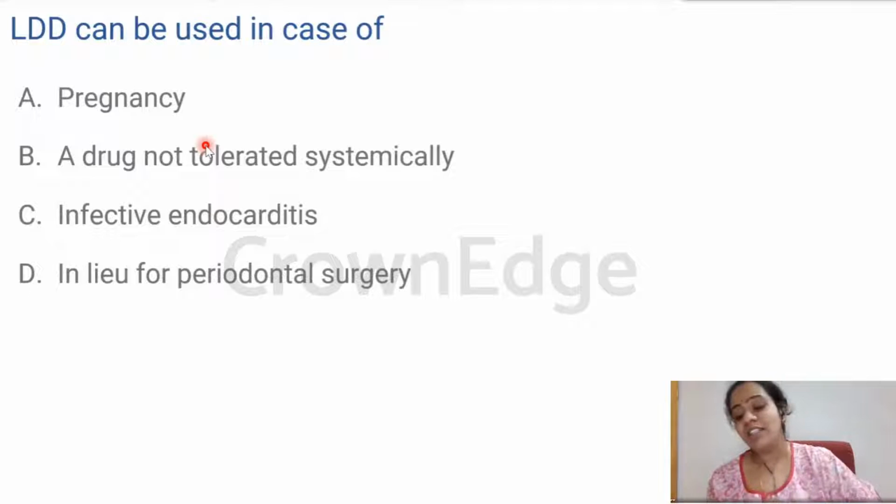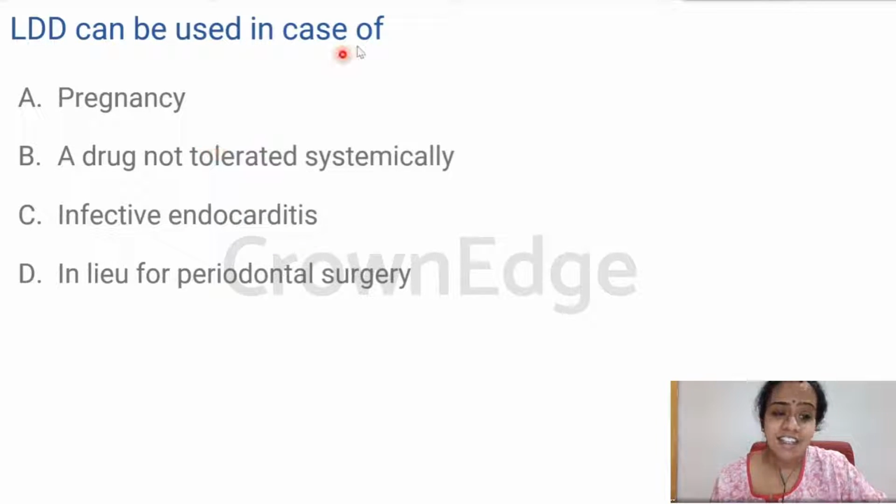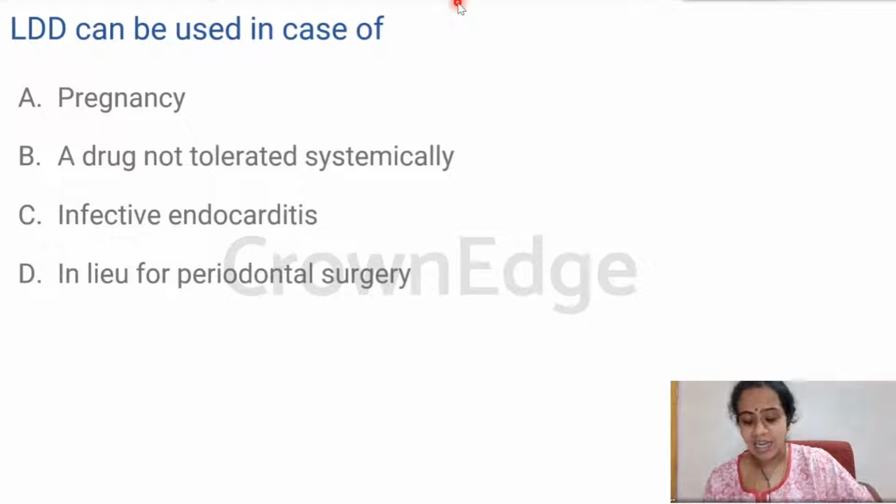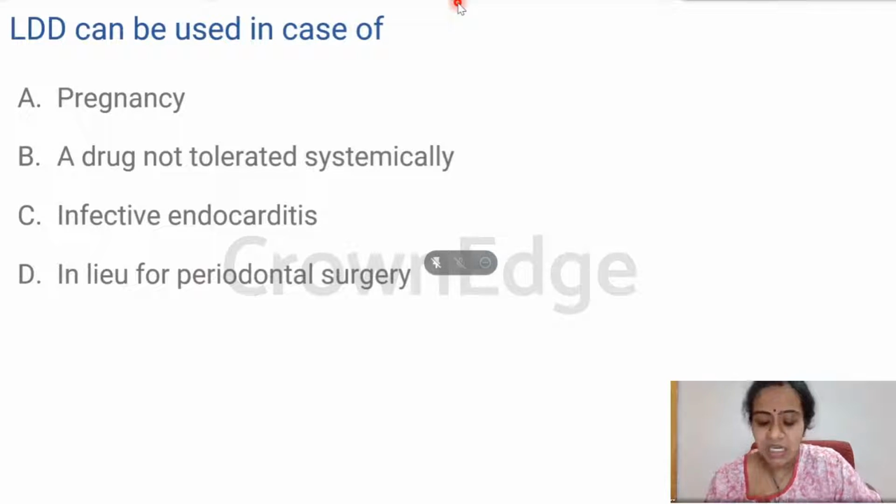Moving on to the next question. Read the options carefully, because this is a little tricky. Where can you use an LDD? Can it be used safely in pregnancy, in case of a drug that cannot be tolerated systemically, in case of infective endocarditis, or in lieu of periodontal surgery? This is for us to know when LDD can be safely used and when it should not be used, the ideal indications and contraindications for LDD. Check out the options and tell me the most preferred option.